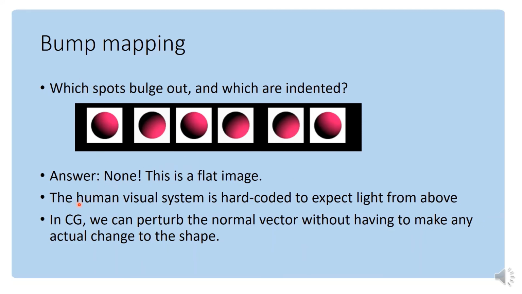Basically, the human visual system finds it hard to expect light from above. It is hard for us to see which spots bulge out based on this mapping, but in computer graphics we can perturb the normal vector without having to make any actual change to the shape. So let's see how this bump mapping works.